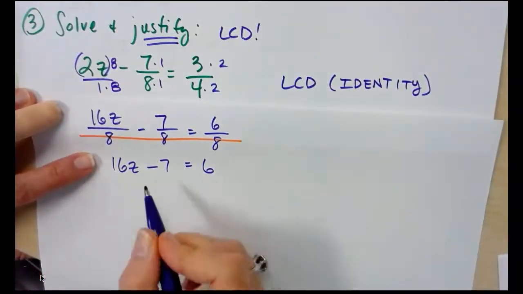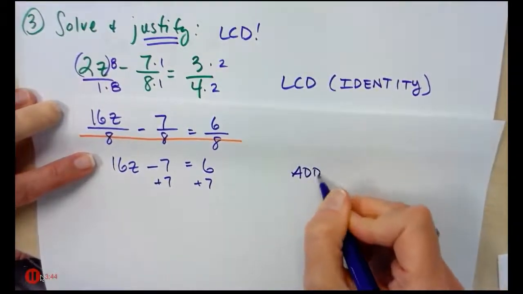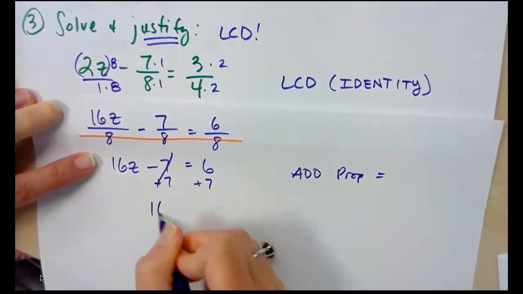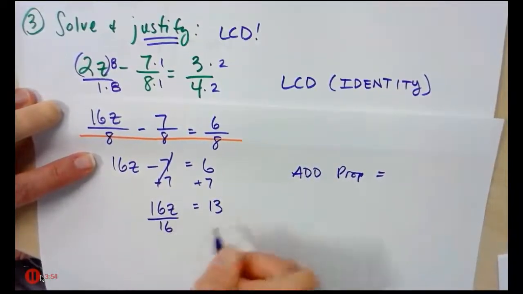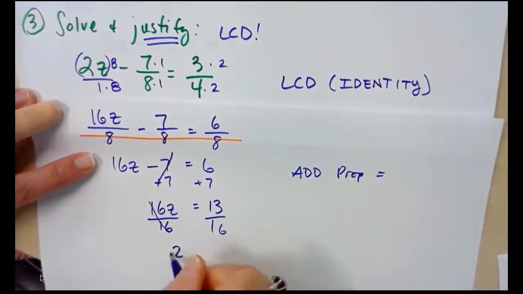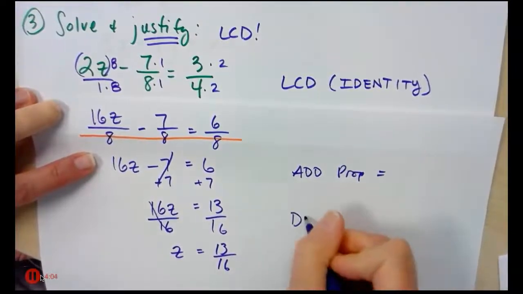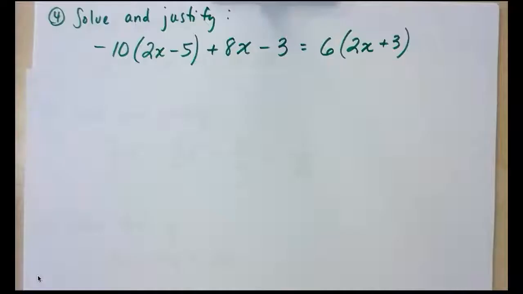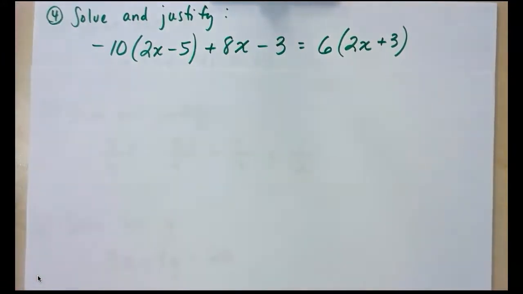Next, from here, we are going to add 7 to both sides, the addition property of equality. 7's cancel. We get 16z equals 13. Next, divide by 16, divide by 16, the 16's cancel. We get z equals 13 over 16 using the division property of equality. We're going to keep going. Number 4, solve and justify. This one's got a lot going on.